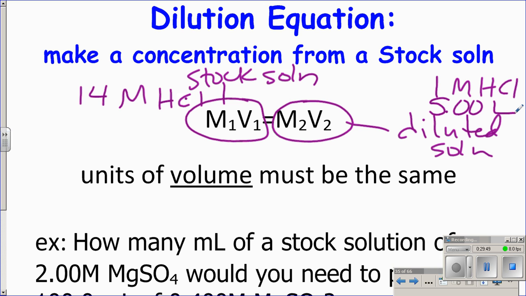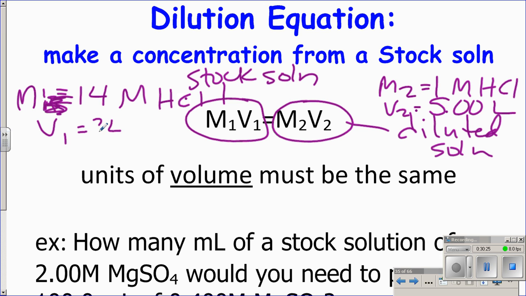So what do you notice I've given you? What do you label this as? M1. And then what is this over here? M2, V2. So what am I solving for? V1. So basically I need to figure out how much of that concentrated stuff, how many liters or milliliters, I need to make this. But I always will have to add water afterwards, okay? Because that's how you dilute something, you add water. All right, so as long as the units of volume are the same, so I'm in liters here, the V1 I solve for over here, what will it be in? Liters, right? So that's basically what I'm looking for.